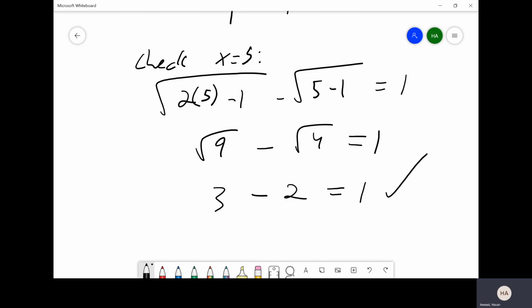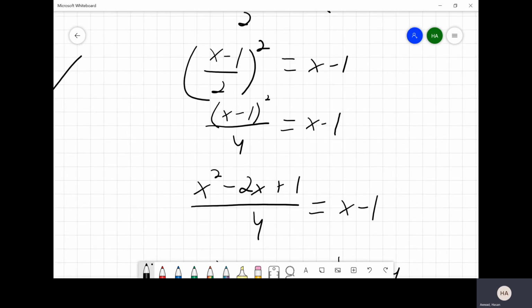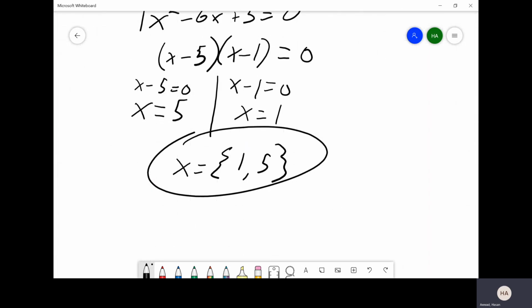So both of these are solutions. Neither of them are extraneous. Hence, our solution set stands. Our solution set is just 1, 5. So yay, it worked out.